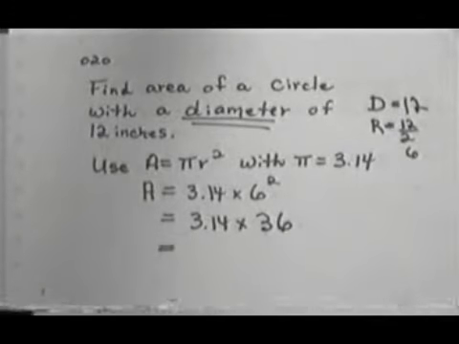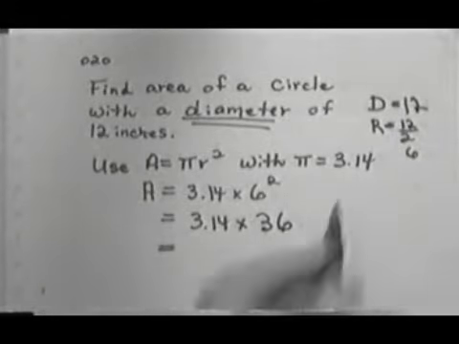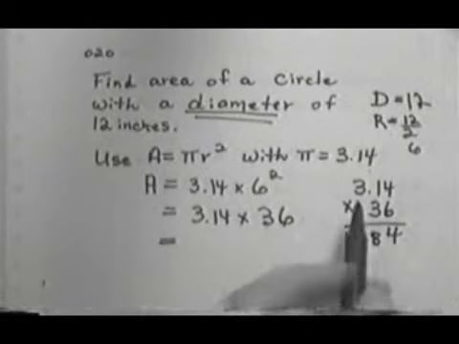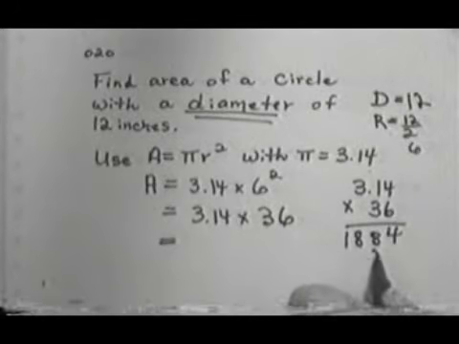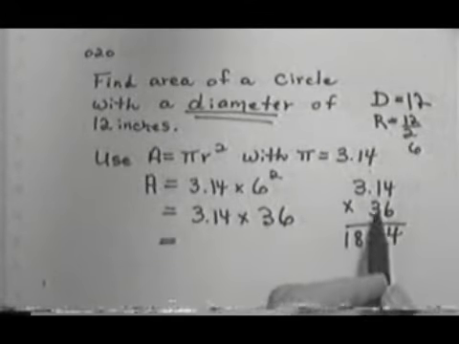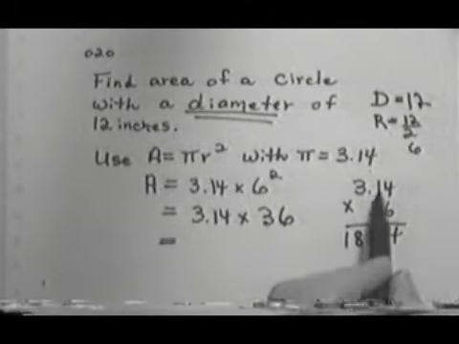So to get our answer, we've got to multiply 3.14 by 36. 6 times 4 is 24. When we carry our 2 and multiply here, we'll have 6 and 2 is 8. And 3 times 6 is 18. So we get 1884 when we multiply by 6. Now we need to go back and multiply by 3. 3 times 4 is 12. Carry our 1. 3 times 1 is 3, and 1 would give us 4. And 3 times 3 is 9.